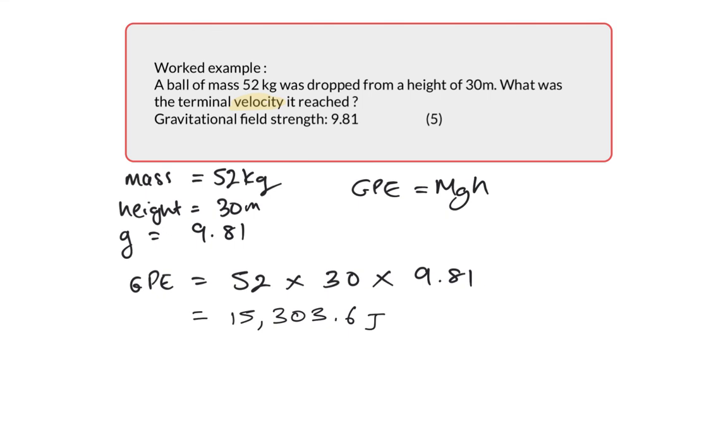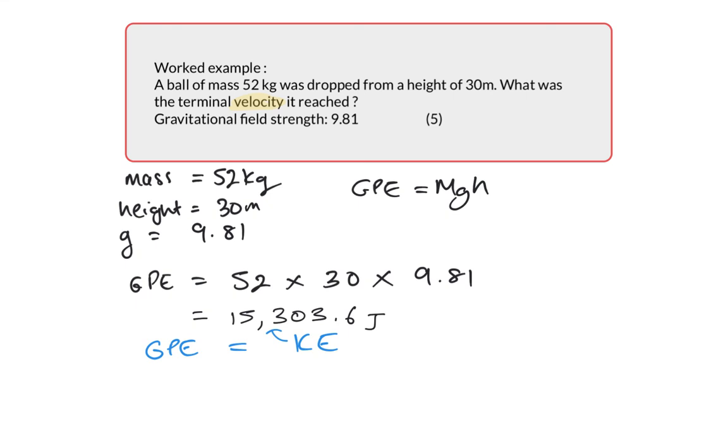So let's write this down. We can write that simply as saying that GPE, or loss of GPE, is equal to gain in KE. That's like saying, if I've got 15,303 joules of gravitational potential energy, then I'm going to have that exact amount of kinetic energy. And that means that we can rearrange our kinetic energy equation for velocity and use this number to help us.